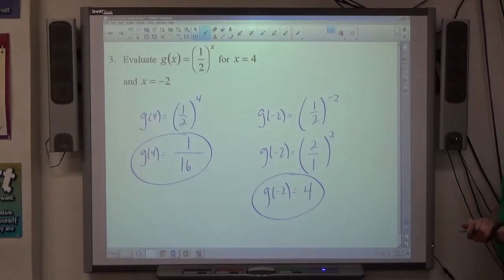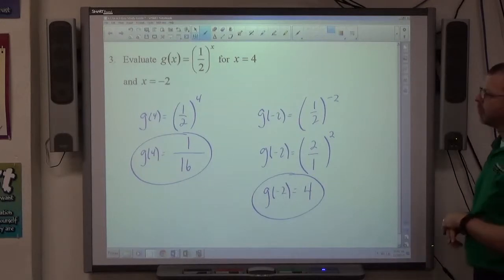On the test, I would expect one of those, not both, but I would expect a fraction or a whole number answer. Don't give me decimals for that problem.